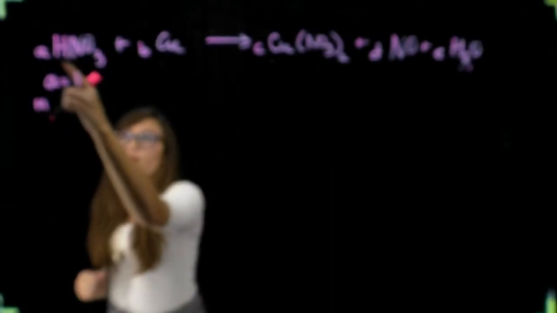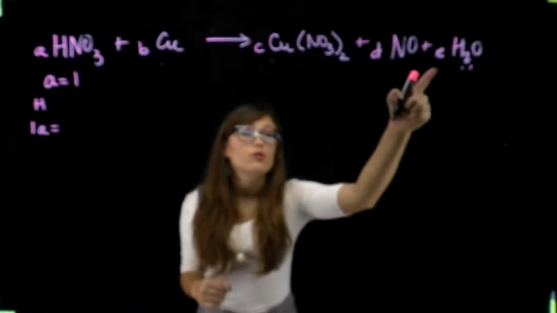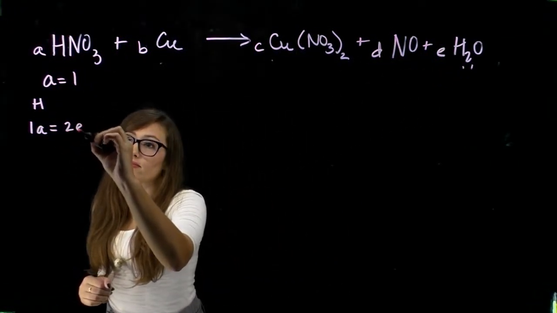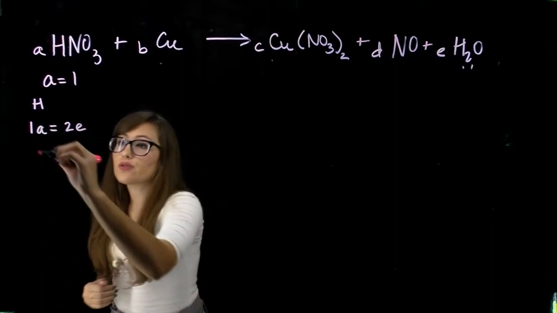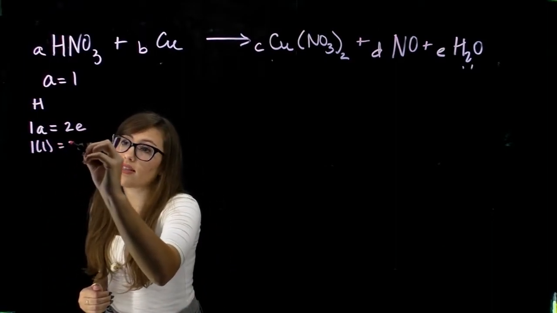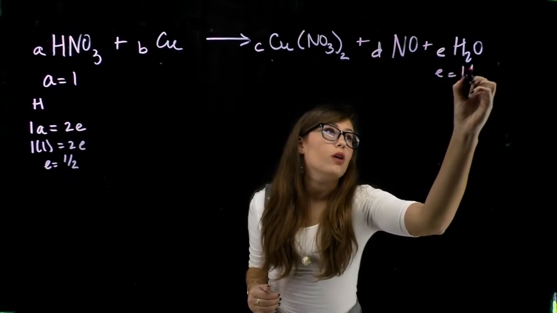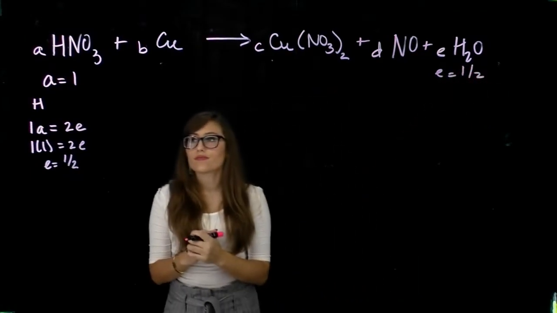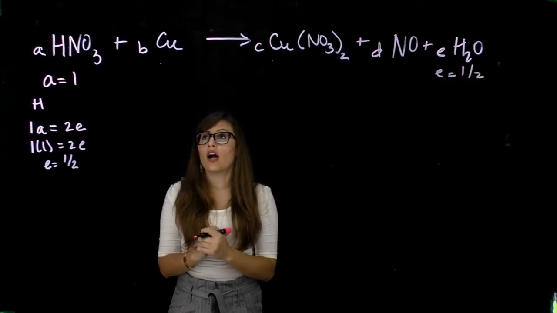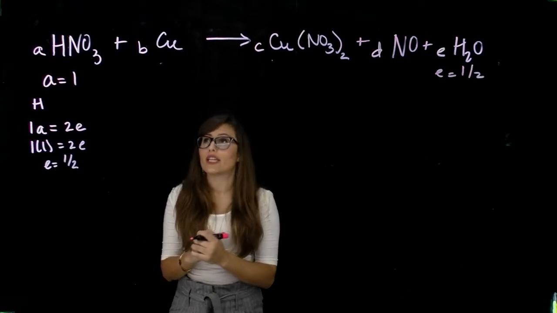So hydrogen, we have one hydrogen on the left, so 1A is equal to 2E on my right. So we know what A is equal to, so 1 times 1 is equal to 2E. E is equal to 1 half. Okay, let's then go ahead and solve for nitrogen.